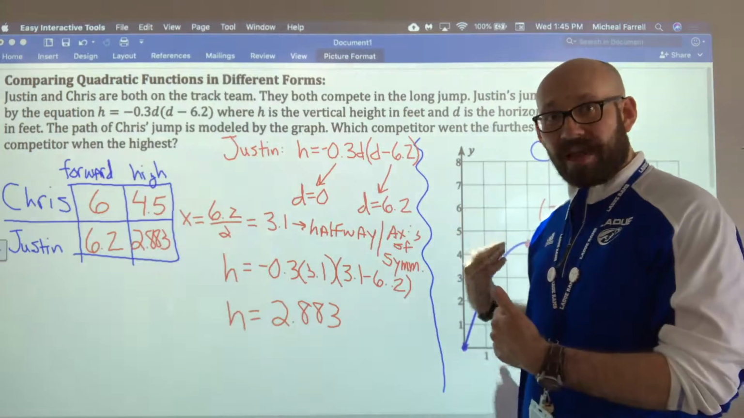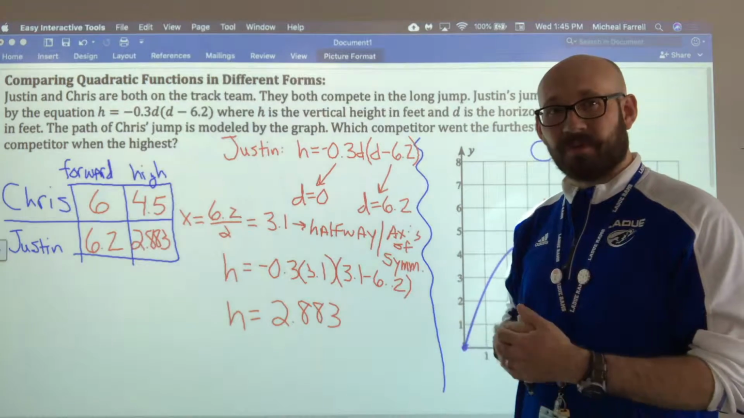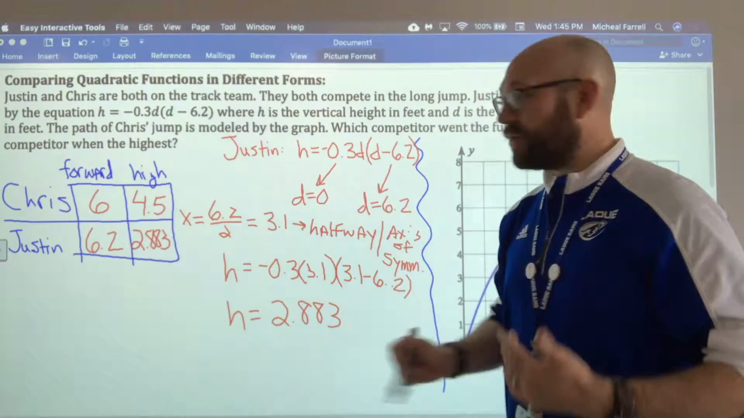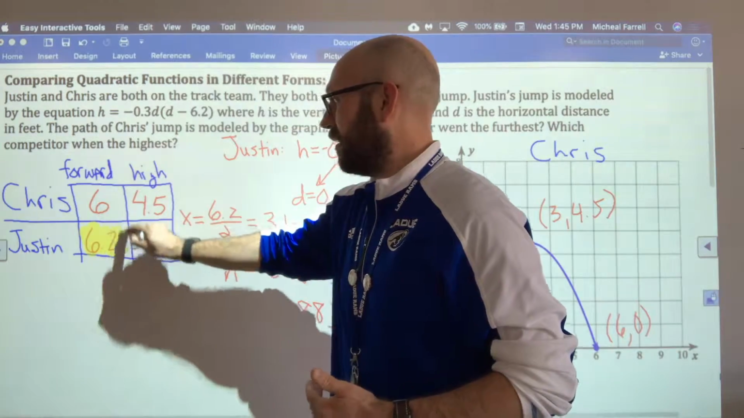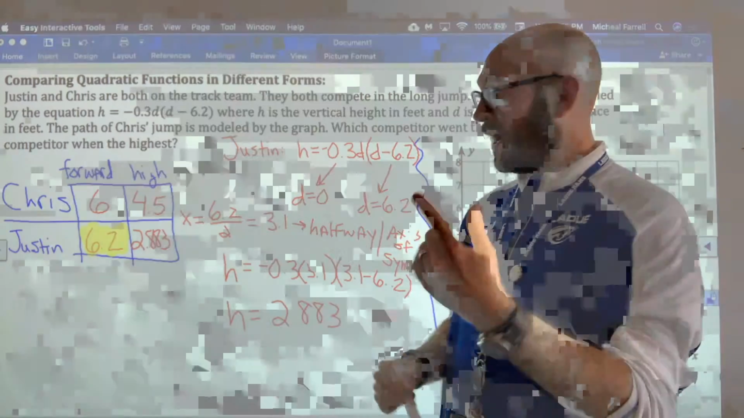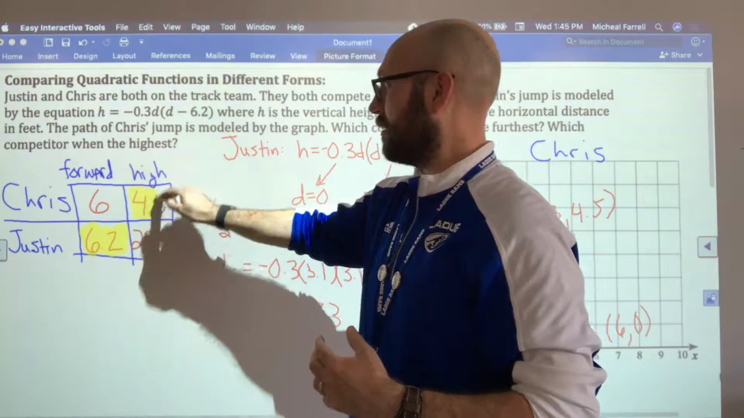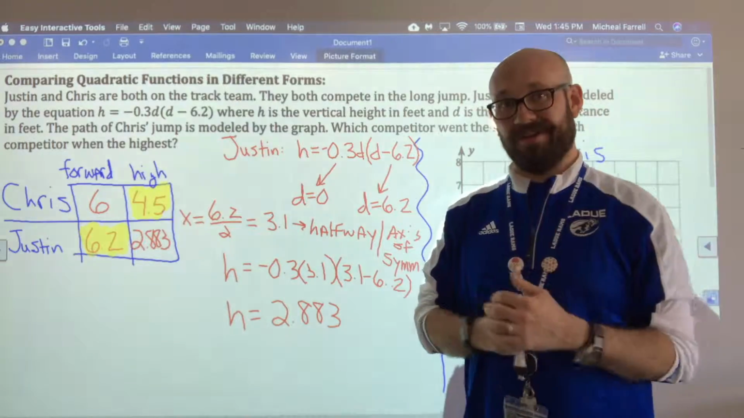So after comparing the graph and our results from evaluating the intercept form of the equation, we can conclude that Justin went farther in his jump. However, Chris went higher in his jump.